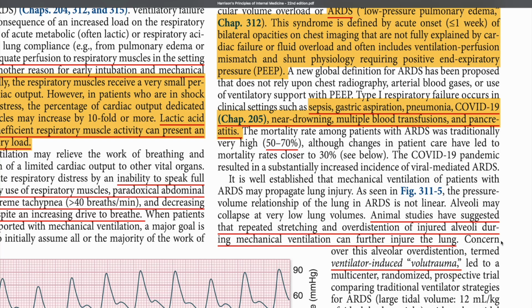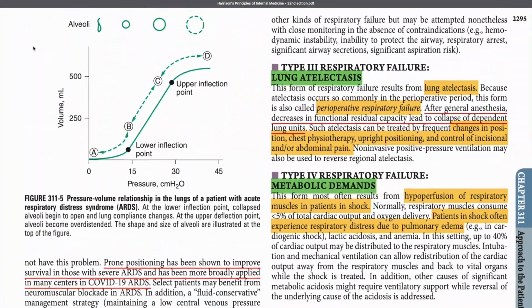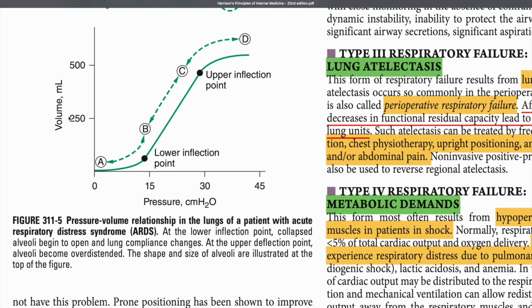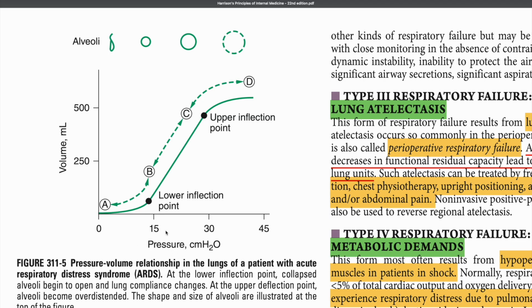What Harrison tells is mechanically ventilated patients with ARDS may propagate lung injury also. There is a graph in Harrison showing a volume and pressure relationship, where the y-axis tells about the volume and the x-axis tells about the pressure. So if you see here, it tells about the alveolar diagram, the size. The lower the pressure, the alveoli get collapsed. When the pressure is increased by the mechanical ventilation, the size increases.